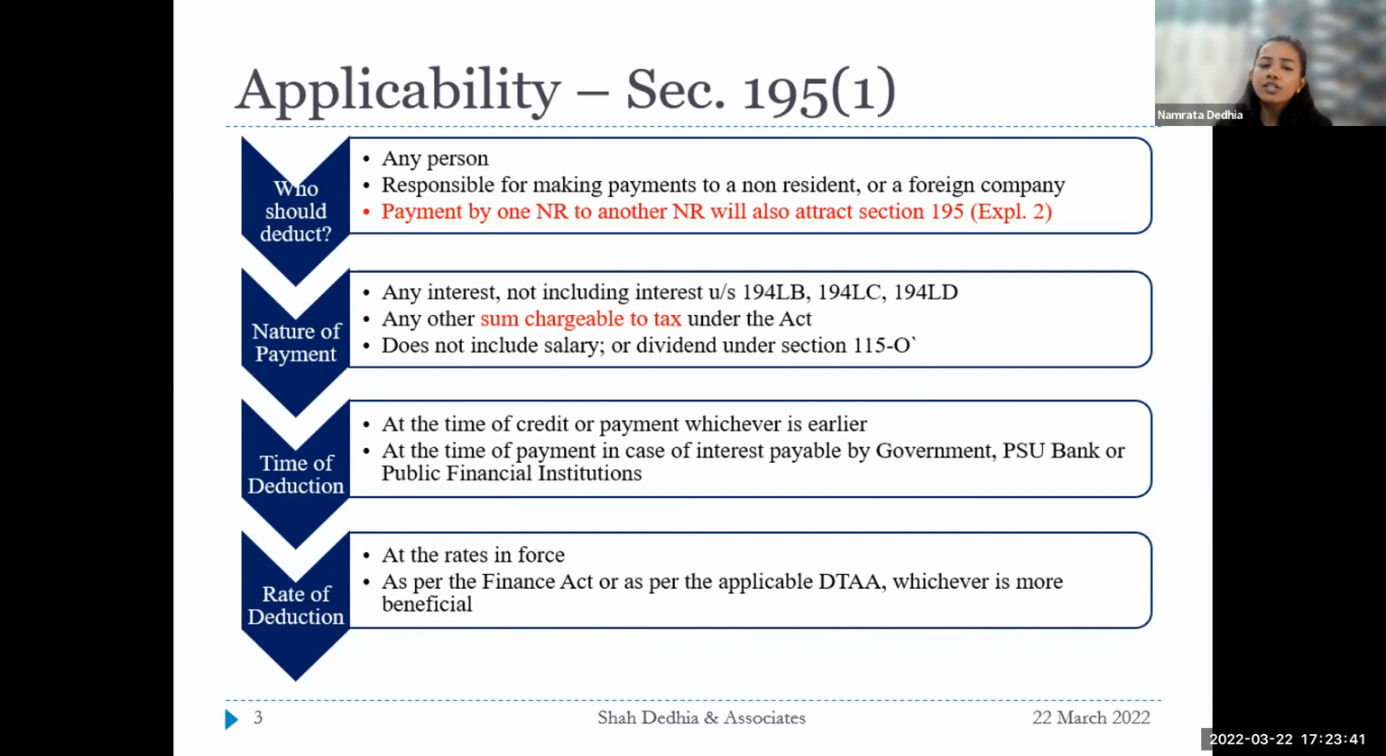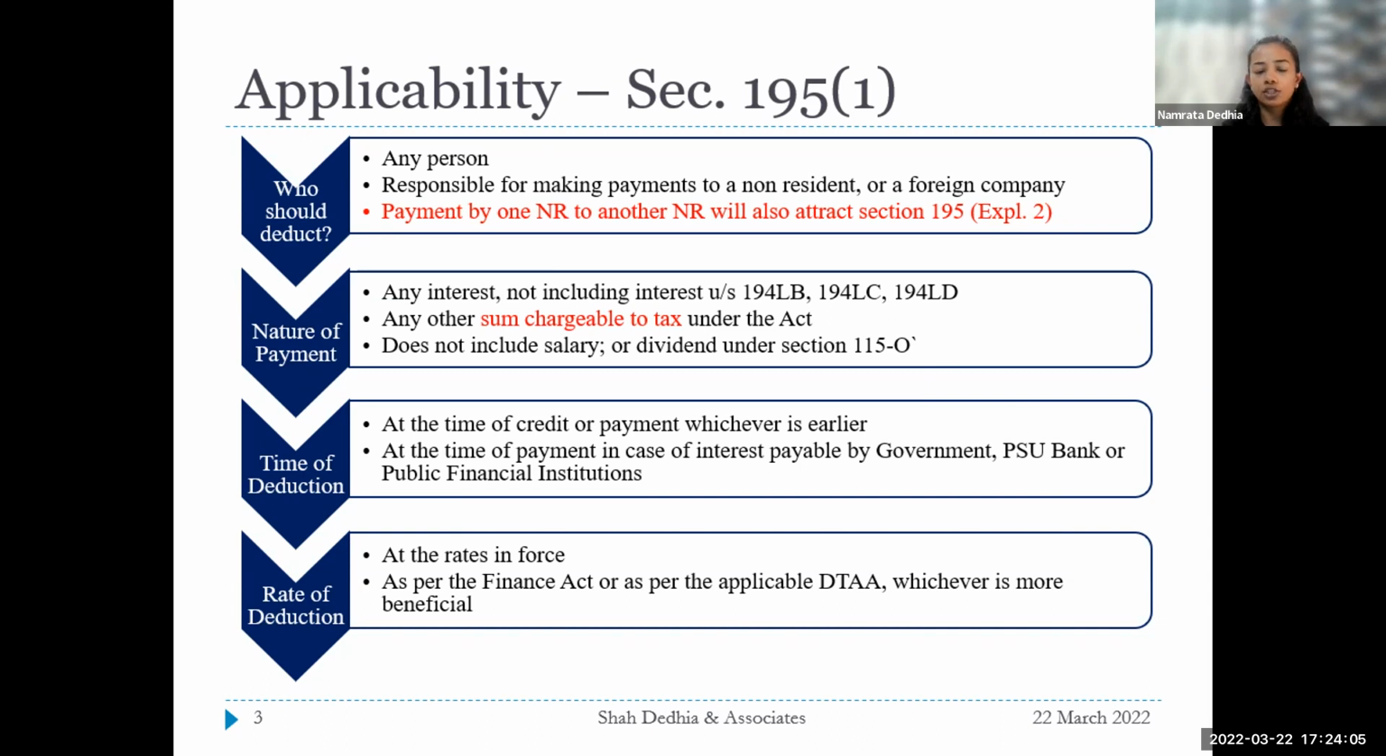What is the time of deduction? Similar to our domestic TDS provisions, it is at the time of credit or payment, whichever is earlier. If it is a transaction of interest payable by the Indian government or any PSU bank or public financial institution, then in that case, the time of deduction will be at the time of payment, not at the time of credit.